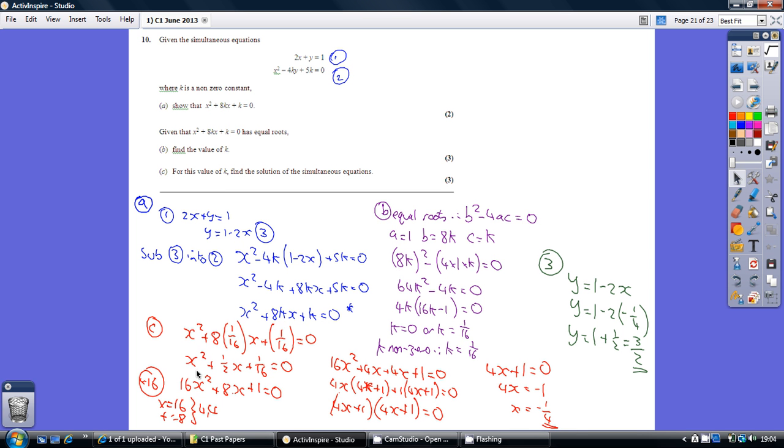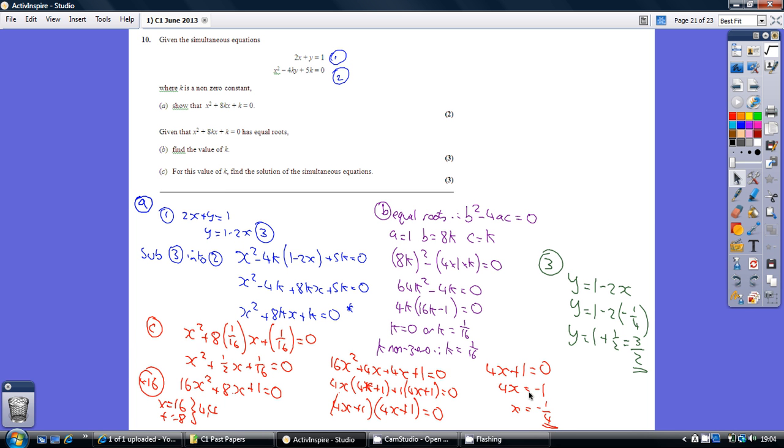So we get this, let's get rid of all the fractions, let's multiply by 16. We can then factorize this, and we get our pair of brackets, 4x plus 1 and 4x plus 1. We knew it would be a repeated solution. So x must be minus a quarter.